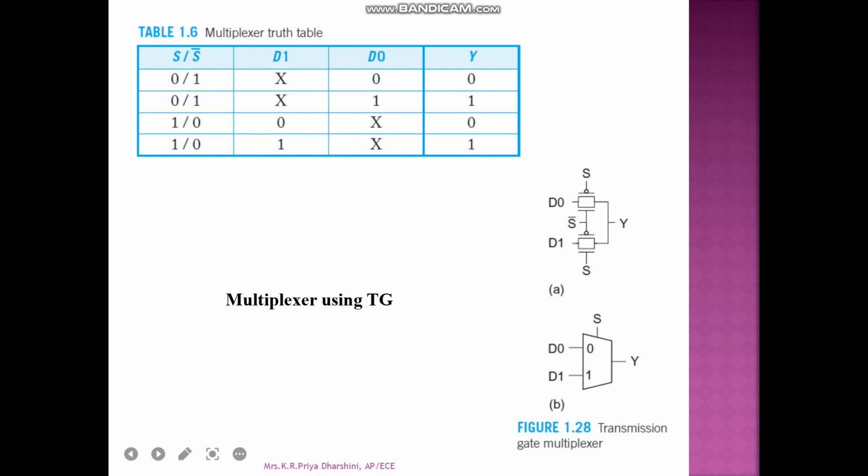This is a multiplexer using the transmission gate in which the inputs are D0 and D1. So with respect to these inputs and the selection lines, you'll be getting the output. If S bar selection line is 1, you'll be getting D0 as output. If S selection line is set to 1, whatever input you're giving as D1, you're getting as output, 0 and 1.